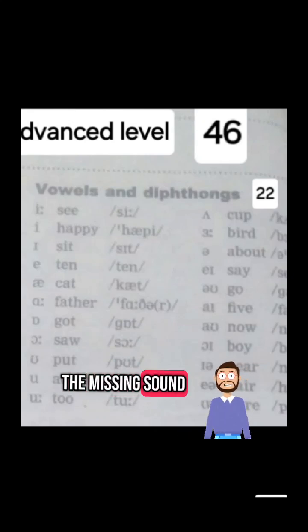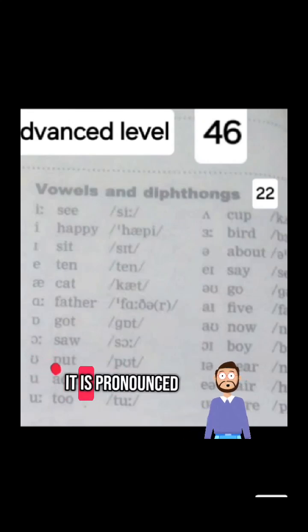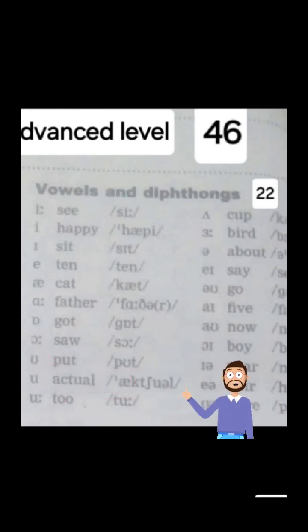The missing sound is this one. It is pronounced oo, as in the word put, put.